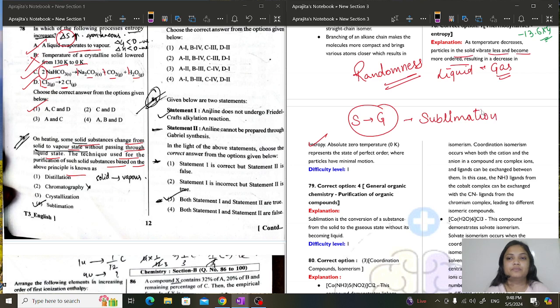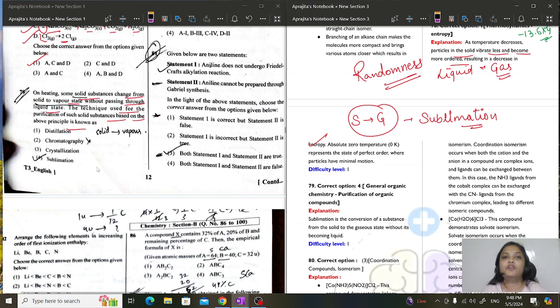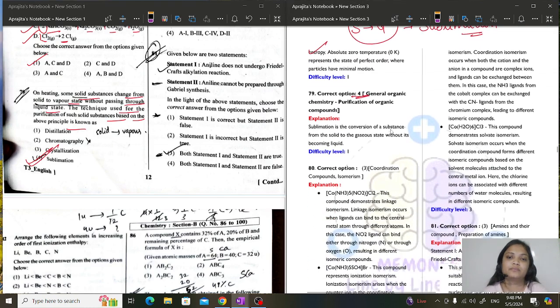sublimation. So yes, the technique that is used for purification of such substances is called sublimation only. So answer is option number 4.